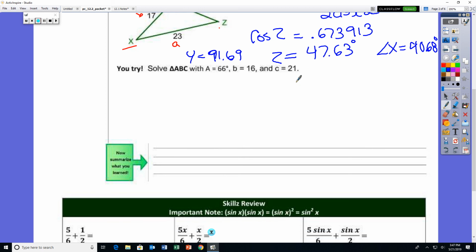Alright, so those are two example problems there for you. We got one more down below for you, so you can just hit pause on the video, and we'll show some work here in just a second.